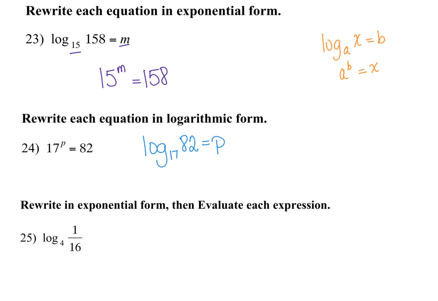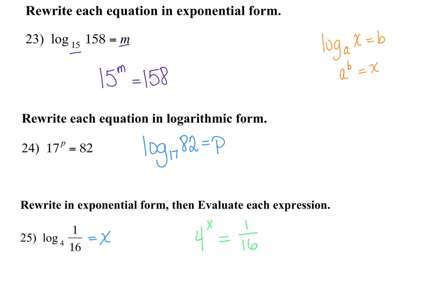This next one says rewrite in exponential form and then solve. So to rewrite in exponential form, you need to have it equal to something. We're going to say an x, and we're going to rewrite this. Exponential form means 4 is my base, x is my exponent, and that equals 1 over 16.